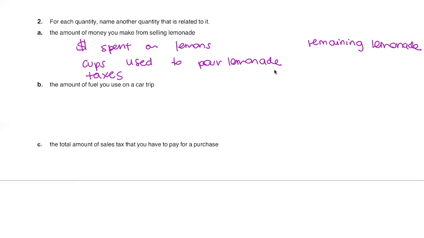Now, the amount of fuel you use on a car trip. What's another quantity? Maybe the time spent on your trip. Time spent traveling. What's something else you could think of? The number of miles traveled on your trip.